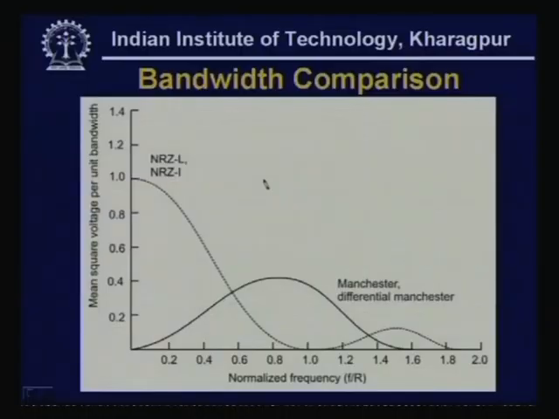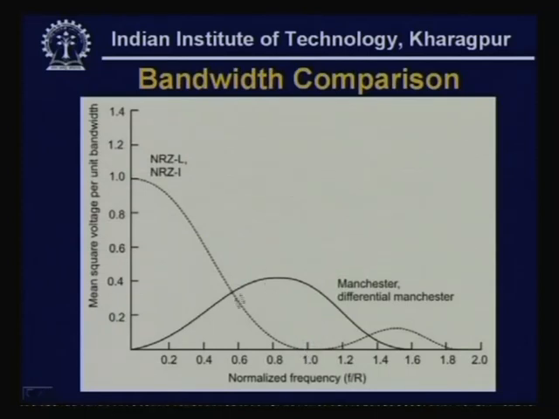Let us look at the bandwidth of these two signals, Manchester encoding and differential Manchester encoding, with respect to NRZ. As you can see, in case of NRZ, the bandwidth was very close to 0. On the other hand, for Manchester encoding, there is no DC component, no signal component closer to DC, 0 volt, and most of the energy is concentrated around the bit rate.